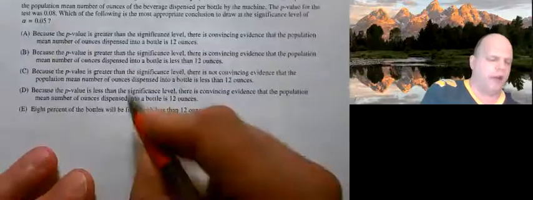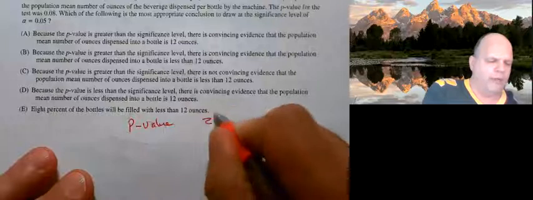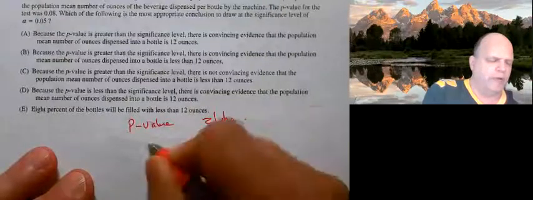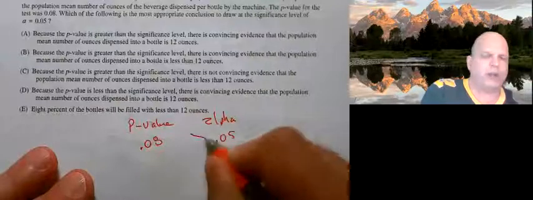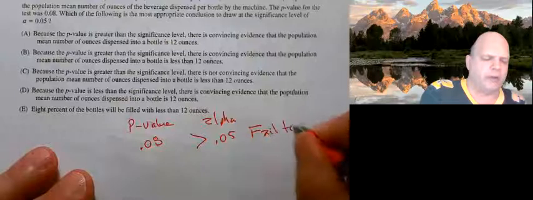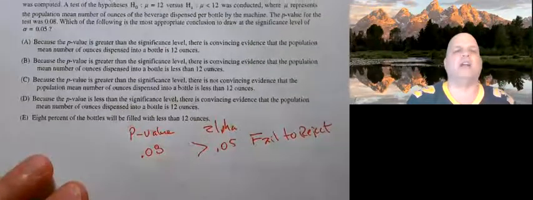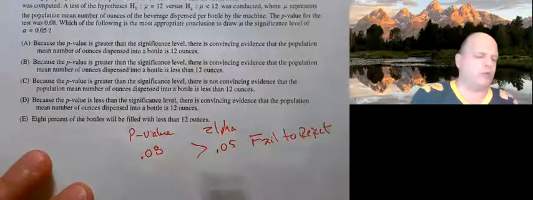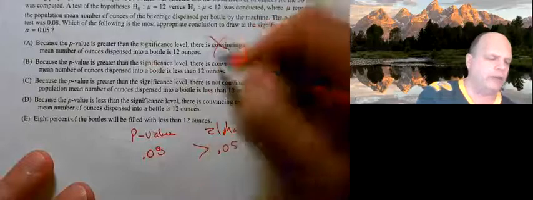So we have a p-value and an alpha. Well, we do have a reasonably small p-value, but it happens to be greater than alpha. So we're going to fail to reject. We have insufficient evidence to reject. Because the p-value is greater than the significance level, there is convincing. No, there is not convincing.